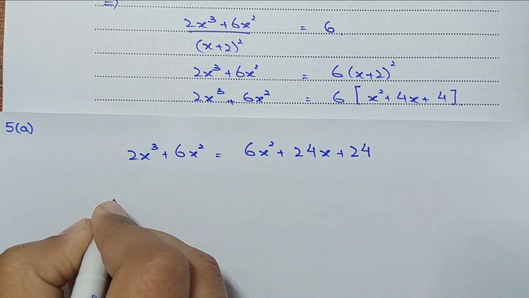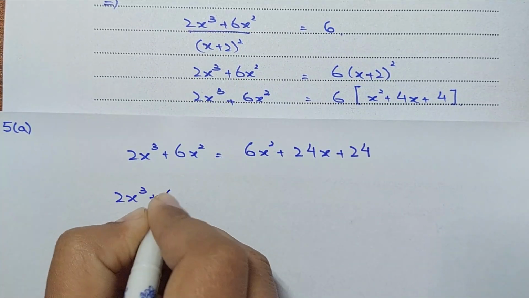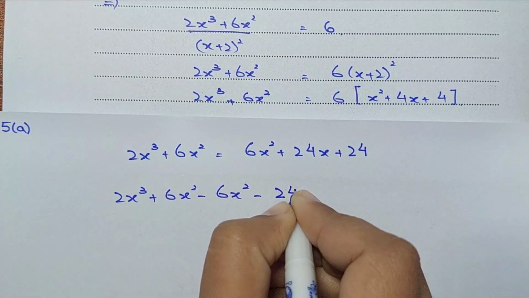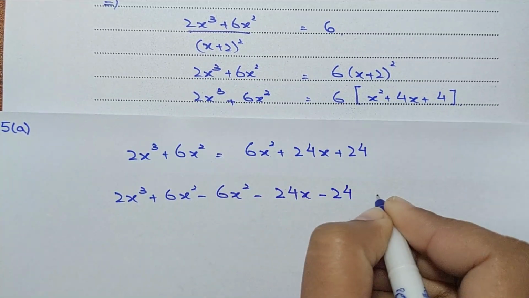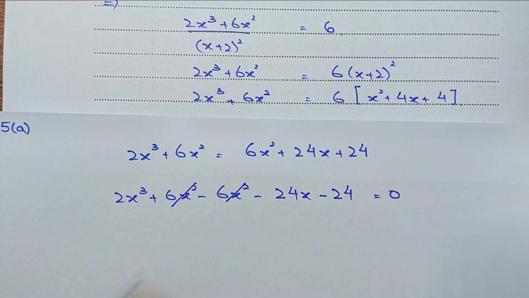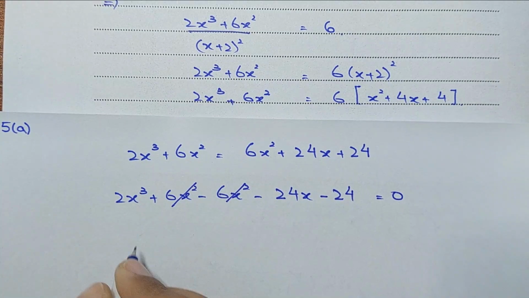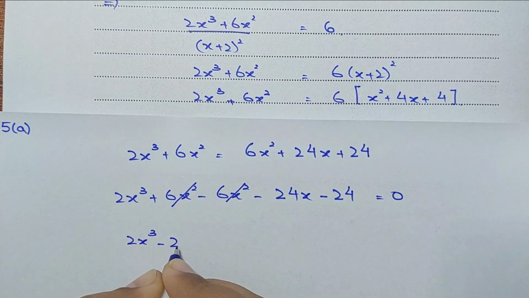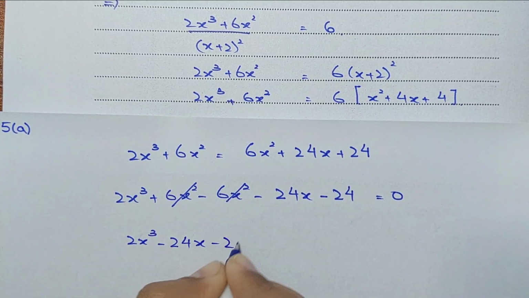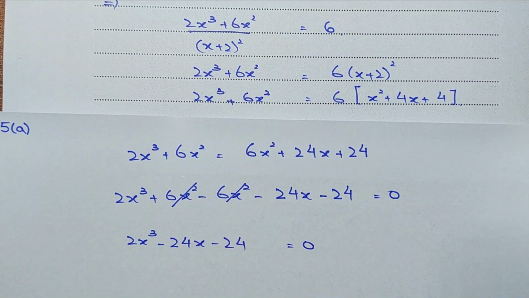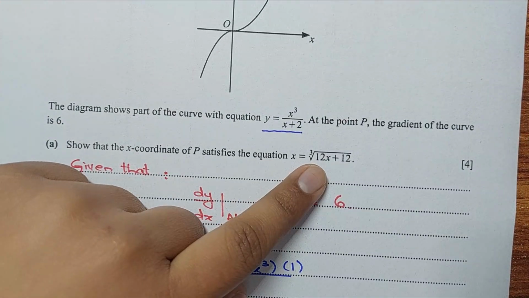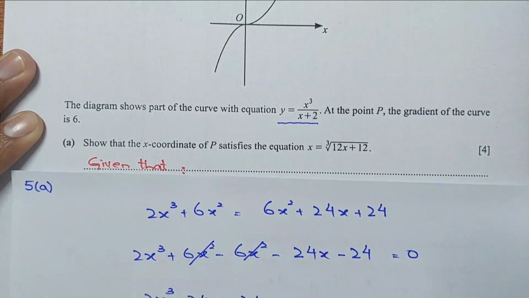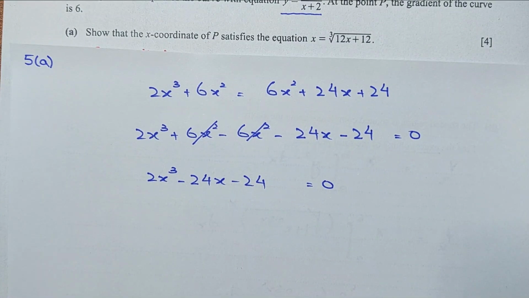Shift all the terms to the left side: 2x³ + 6x² − 6x² − 24x − 24 equals 0. So positive and negative, this is cancelled out. We are left with 2x³ − 24x − 24 equals 0. If I compare this, we have 12x + 12 and the cube root over here. Use this comparison and figure out the x value.